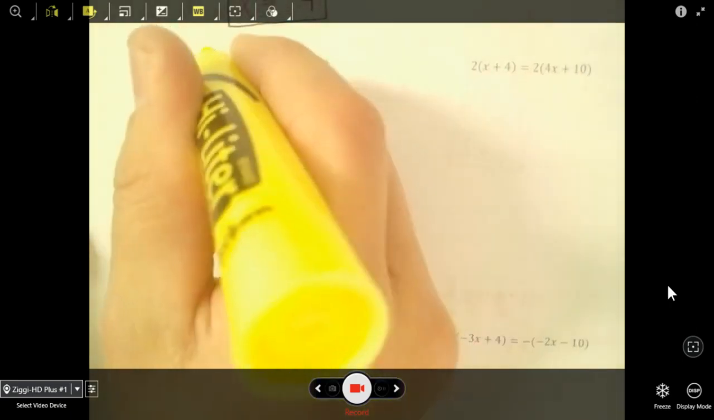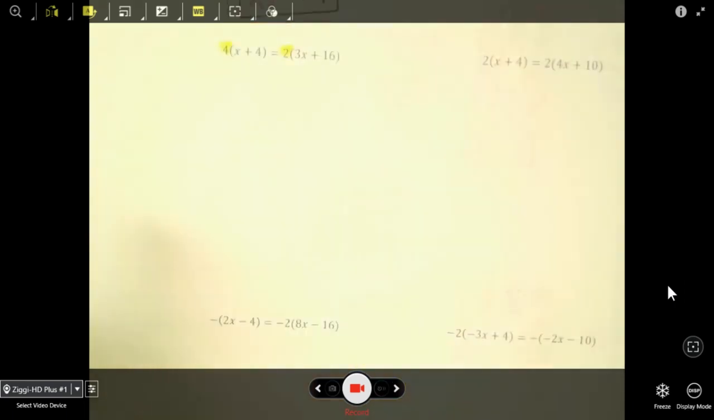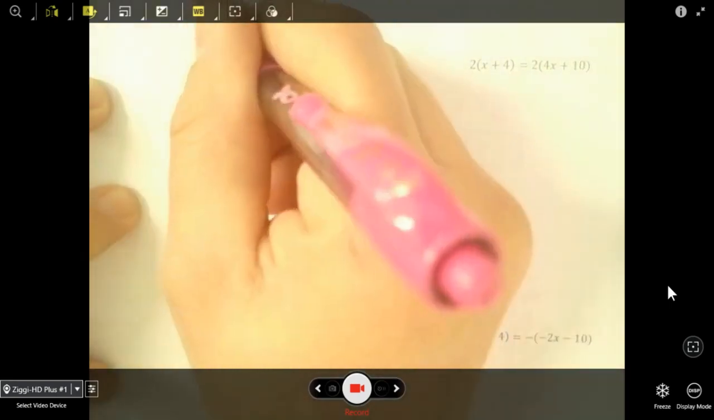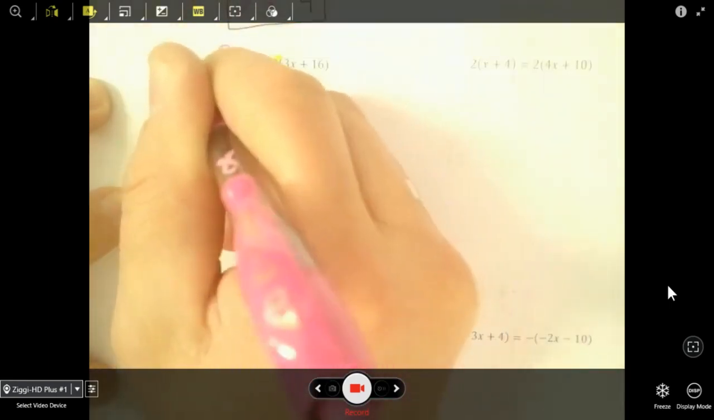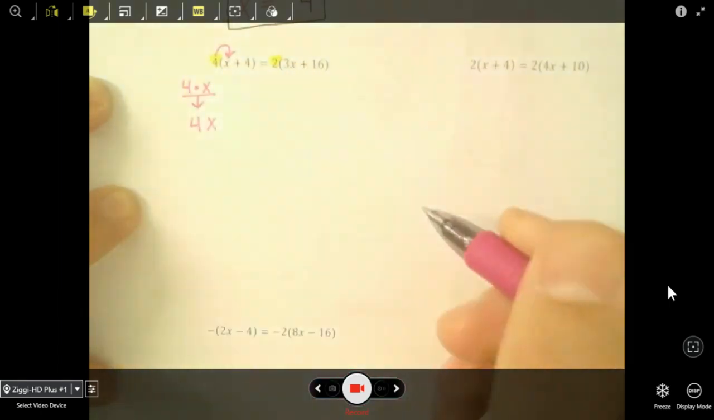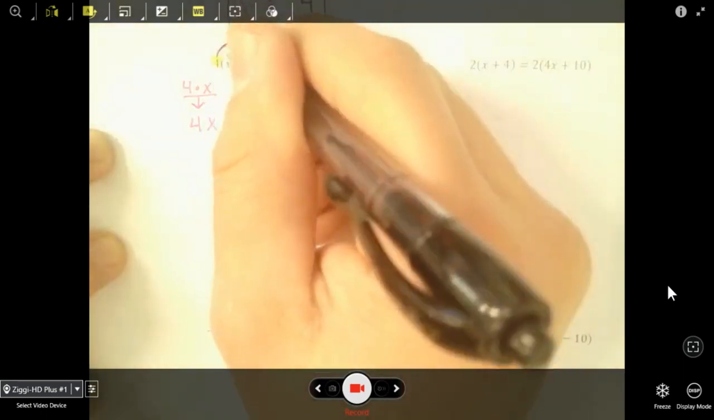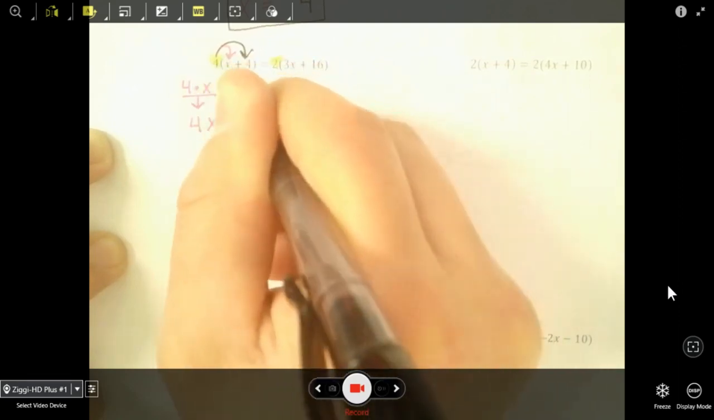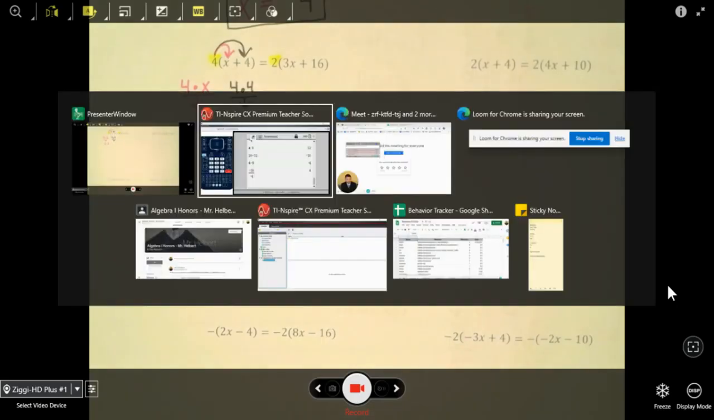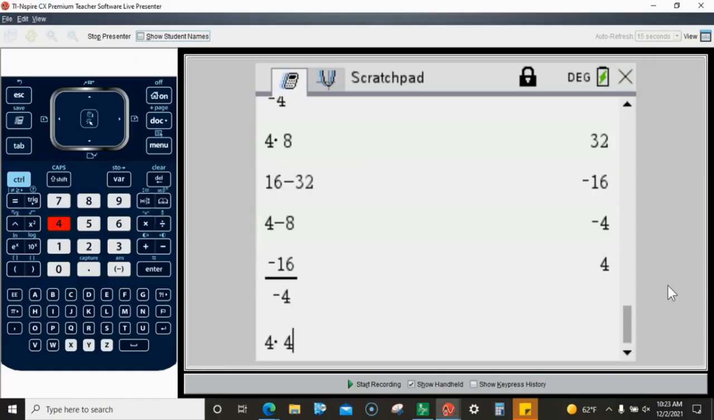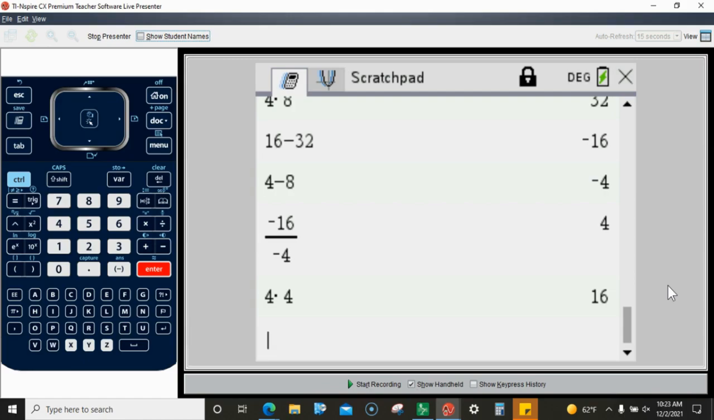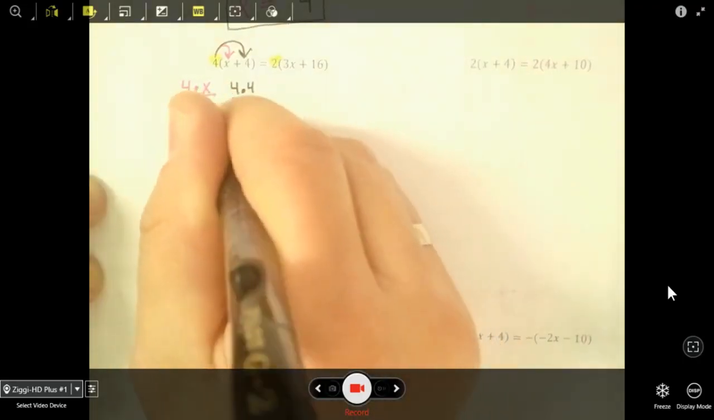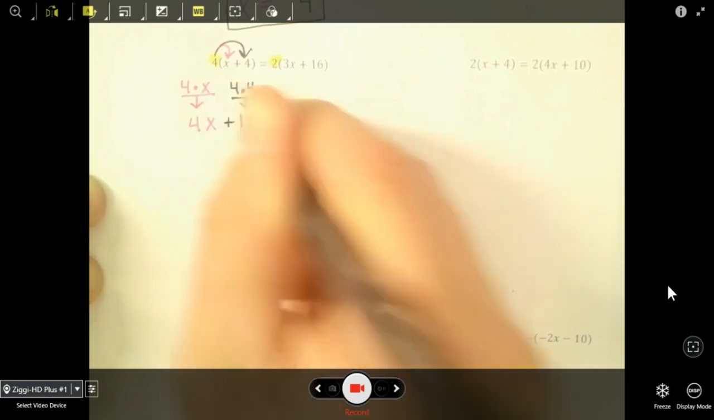So I'm going to highlight the numbers that we're going to distribute, which is going to be the 4, and then we'll do the 2 second. So first of all, right here, I'm going to have 4 times x. And if I multiply that, it's going to give me 4x. And then I'm going to have 4 times 4. And if I multiply that in my calculator, 4 times 4 is going to give me 16. And that's a positive 16. Bring down my equal sign.